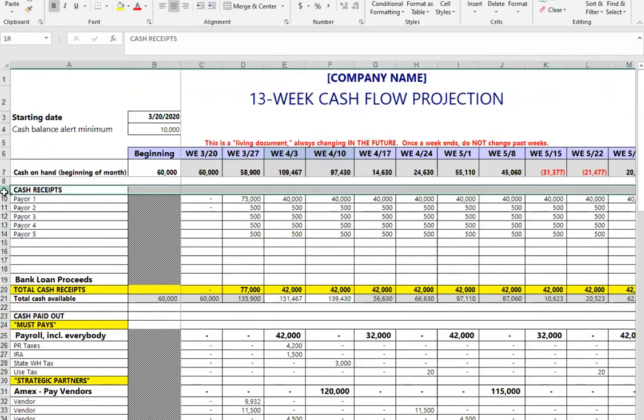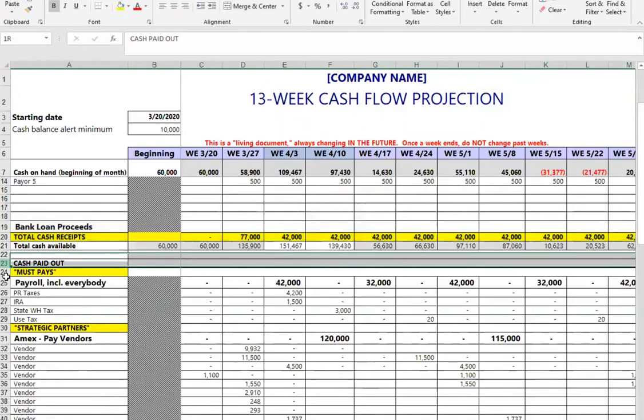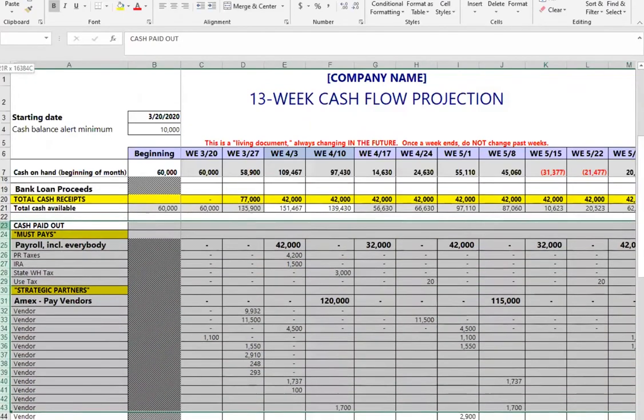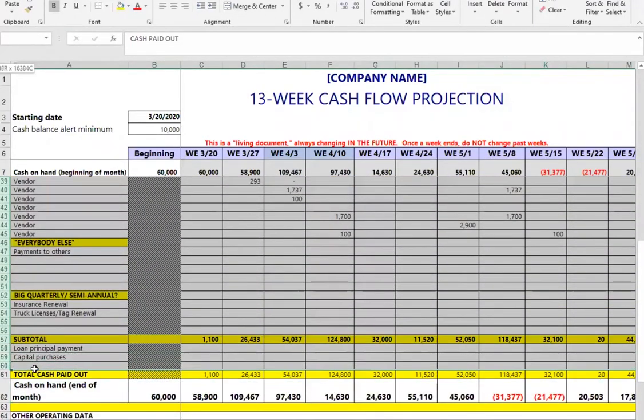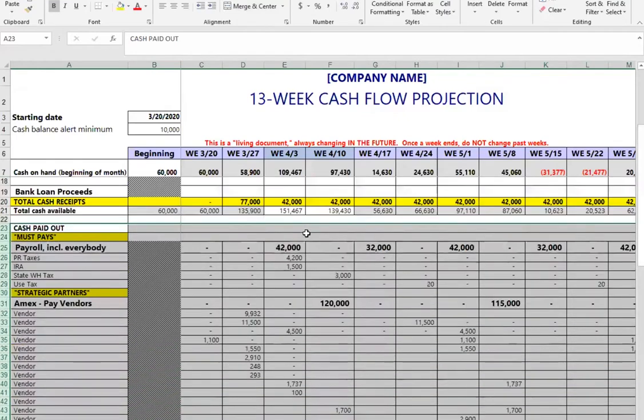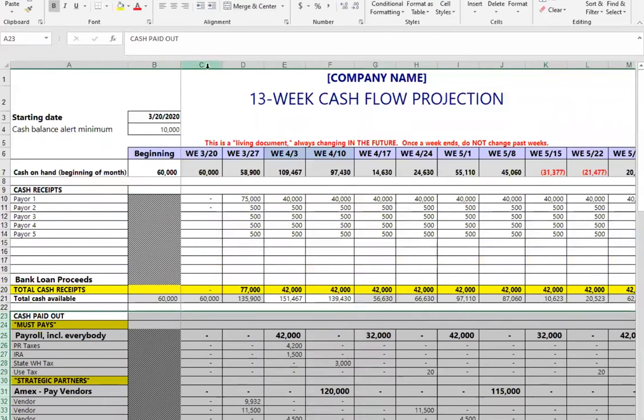Now, the first section to think about is cash receipts, and the second section to think about is cash paid out. And it comes down to those two things. When you come to total starting cash plus cash coming in this coming week, we think cash we expect to pay out equals net cash paid out, cash on hand at the end of the week. It's important to always have cash.